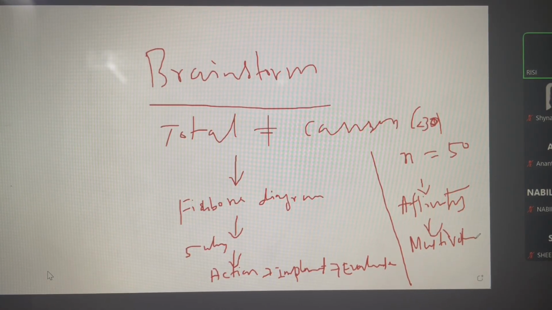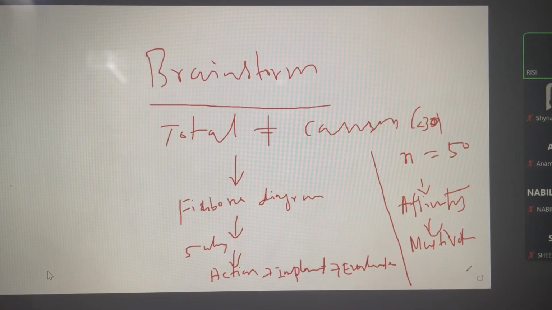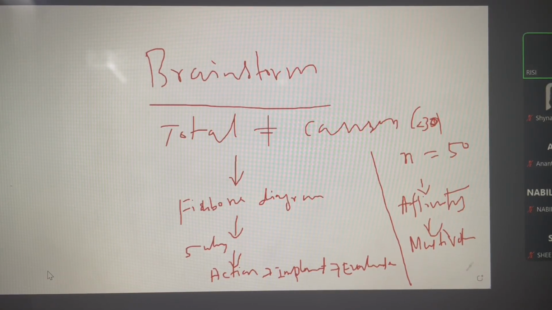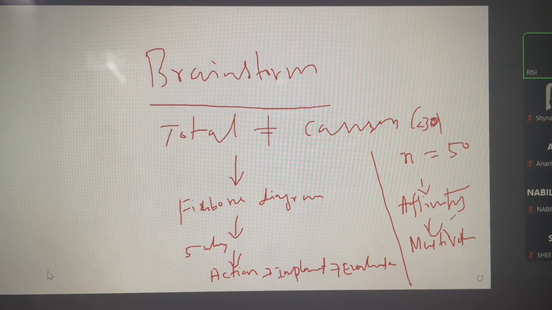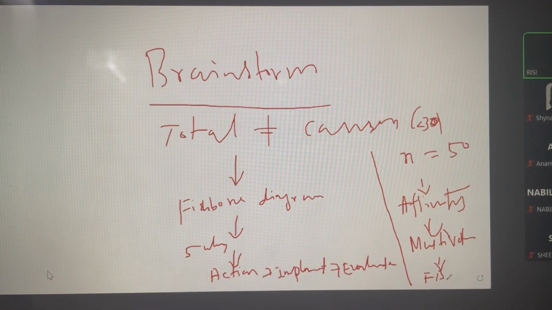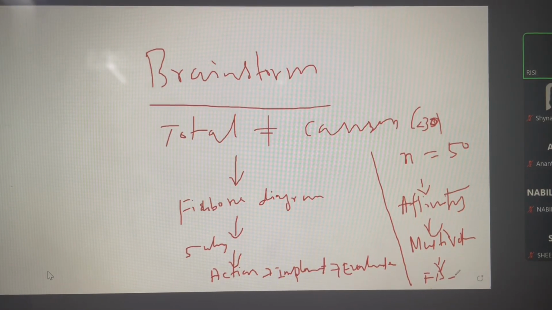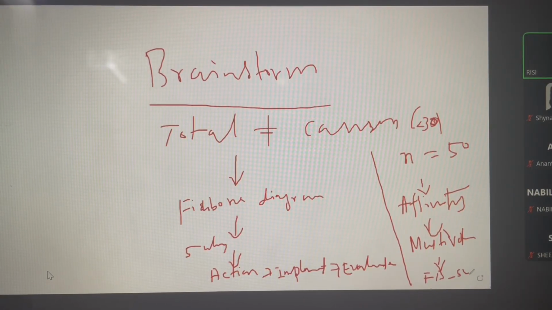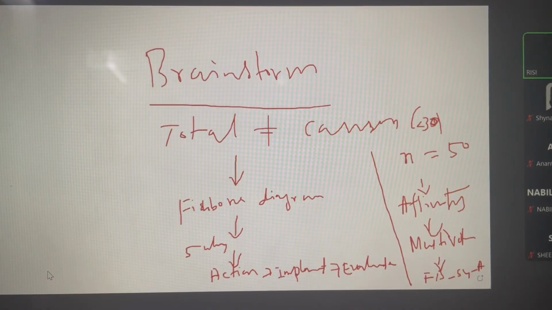Before going to the fishbone diagram, we should reduce the number of causes into a smaller number. So which one can we use to reduce the number of causes into a smaller category? Use multi-voting to prioritize, to know which one we need to focus on first. And then use the fishbone diagram. After fishbone, again we can use 5Y and then action, implementation, evaluation.